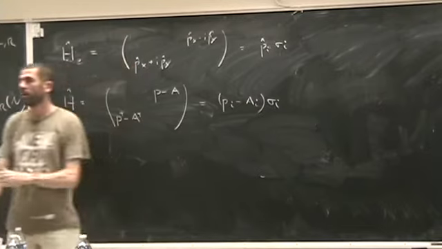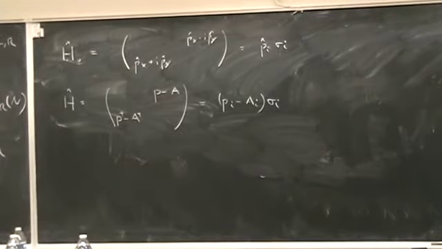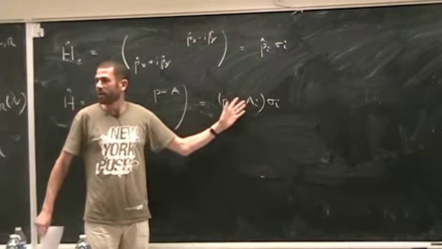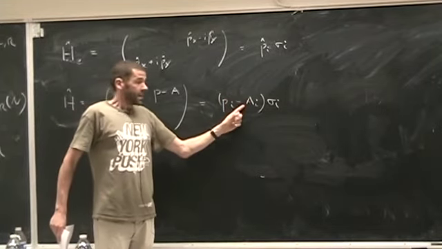Is A_i constant or is it? No, it varies in space and time. So we are in 2 + 0 dimensions. You can get rid of this now.